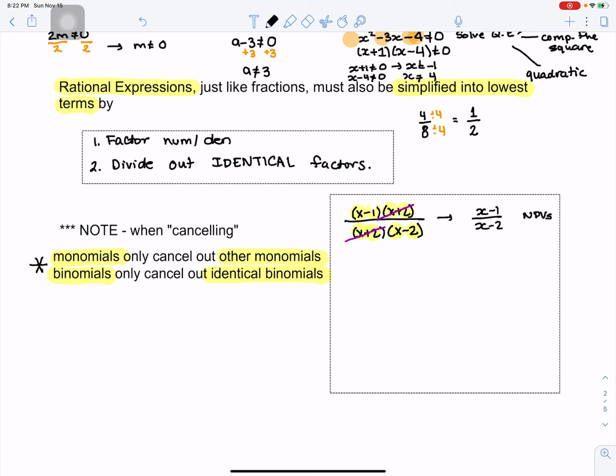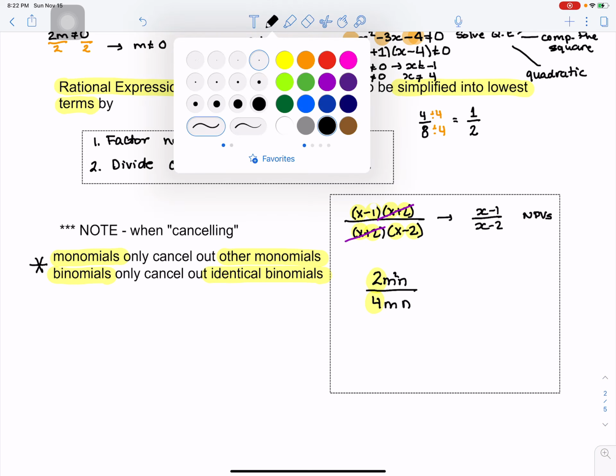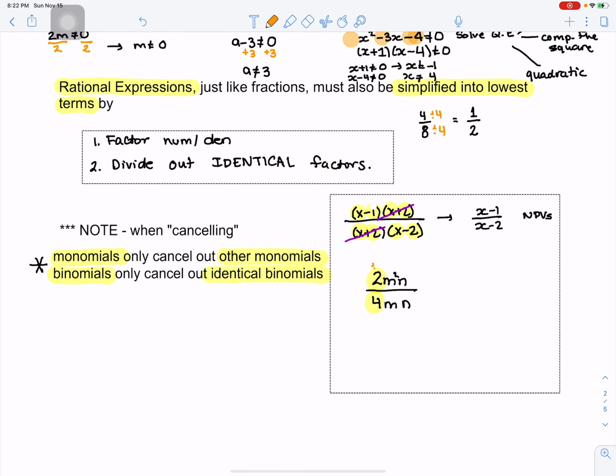If I have a monomial, so let's say this was my monomial. A monomial can cancel out with a monomial. So 2 divided by 4. 2 can simplify, divide top and bottom by 2. So I get a 1/2.